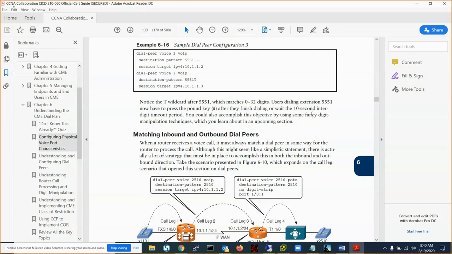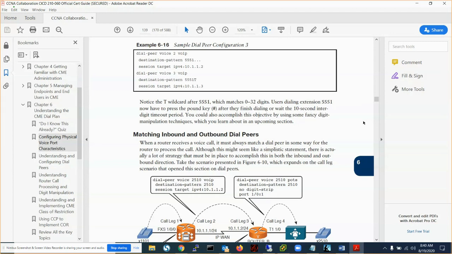But if you only want to call 5551, you can press the pound key to tell the system. That will tell the system it wouldn't wait. That's where the difference comes in.